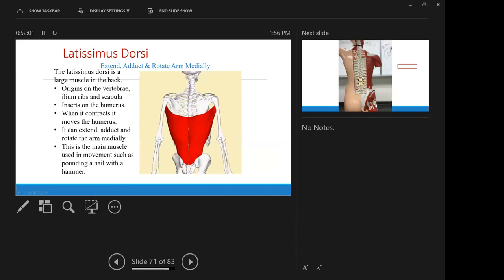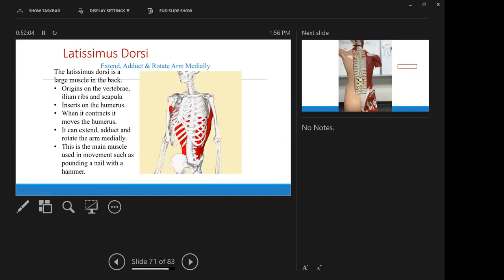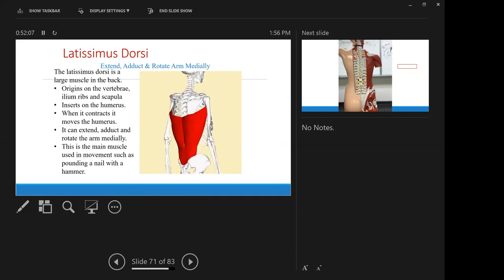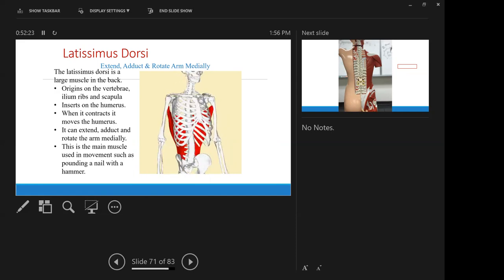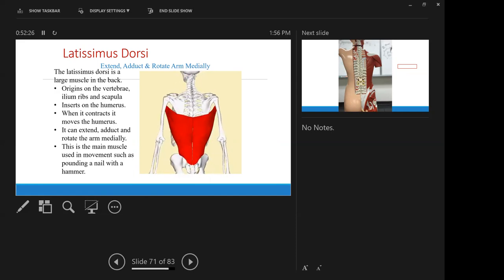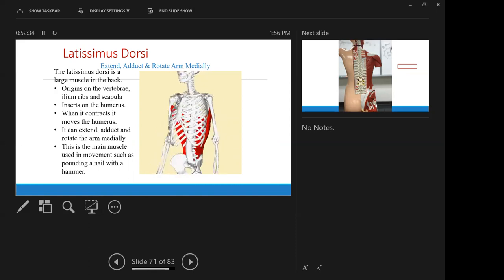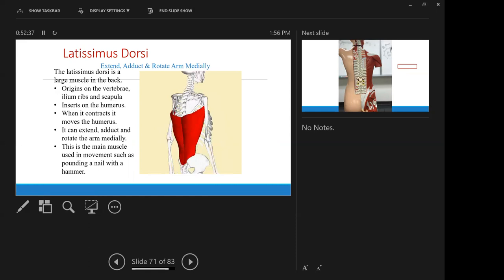Now, the latissimus dorsi is directly below the trapezius on the lower back. And this is a very powerful muscle that we use frequently when we are chopping wood, when we are sawing wood, when we are driving a nail, when we are throwing a ball underhand in particular, like in softball, for example. This is a very powerful muscle. You have a lot of energy going into your power stroke down, like when you're driving a nail.